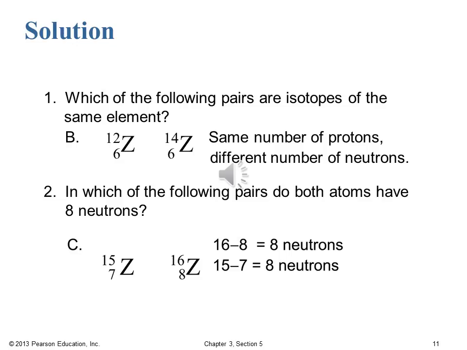Well, now we need choice C, right? 15 minus 7 gives us 8 neutrons, and 16 minus 8 gives 8 neutrons as well.